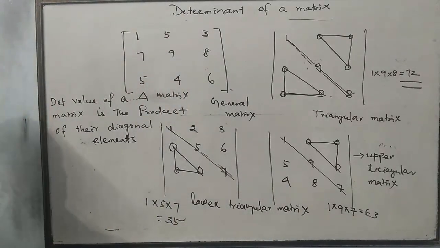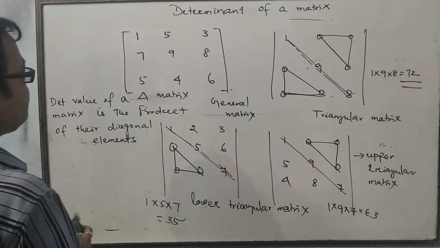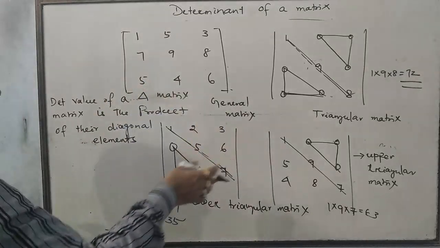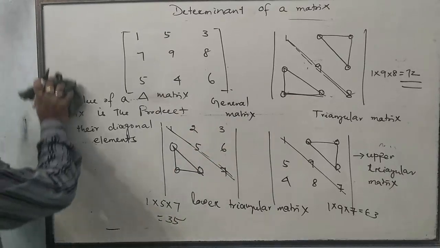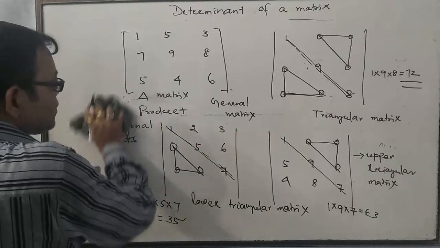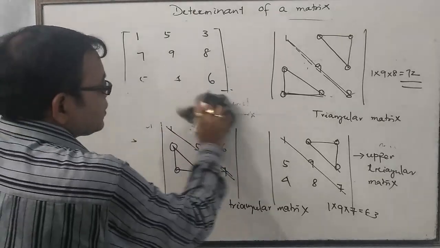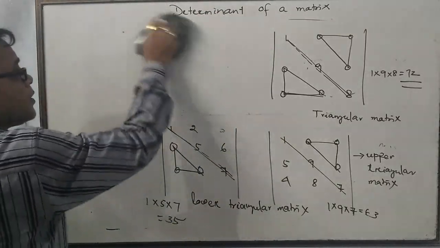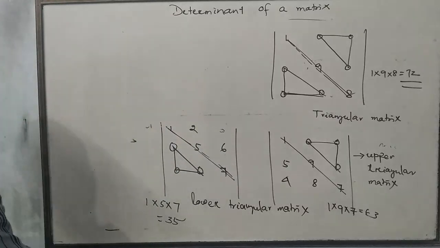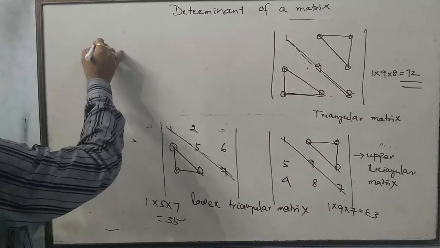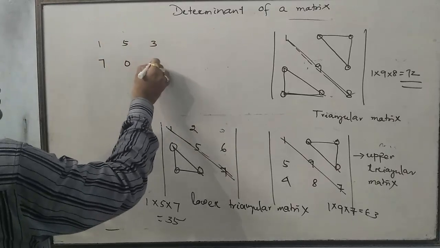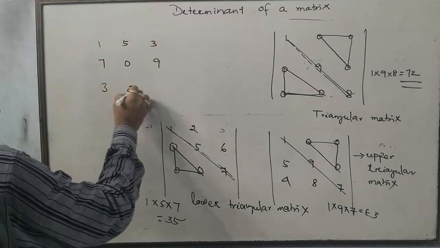Then, to make it easier, it is the determinant value of the matrix. To make it easier, I am going to form another matrix. Tell me how this could be eliminated. For example, 1, 5, 3, 7, 0, 9, 3, 2, 4.